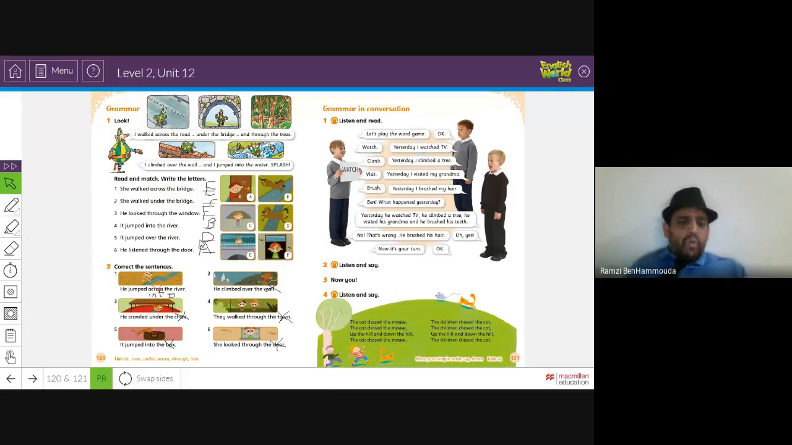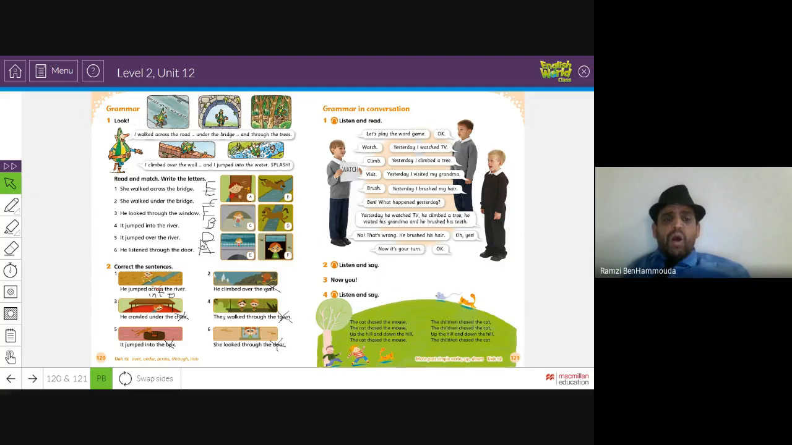Okay, so here we said she walked across the bridge. We say it's picture E. She walked under the bridge. We said it's picture C. He looked through the window. We say it's picture F. It jumped into the river. We say it's picture B. It jumped over the river. We say it's picture D.